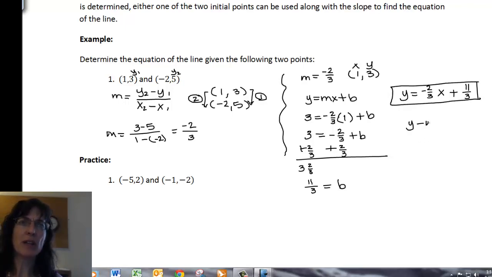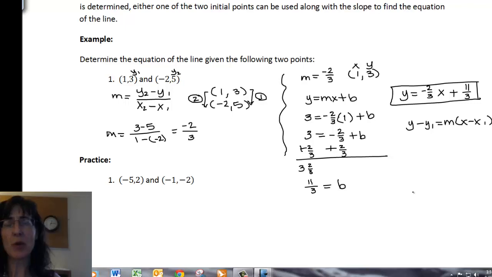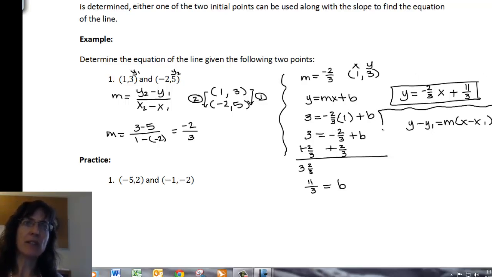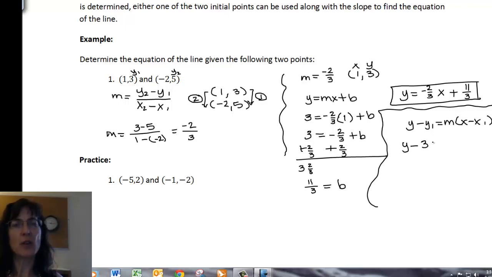Now we do have one other equation. It's y minus y1 equals m times the quantity x minus x1. And to use that, we plug in our x1, y1, which is our ordered pair, and the slope. So let's take a look at that one. It's another method to find the same thing. So we can say y minus 3, because that's our y1, equals negative 2/3 times the quantity x minus, and 1 is our x.